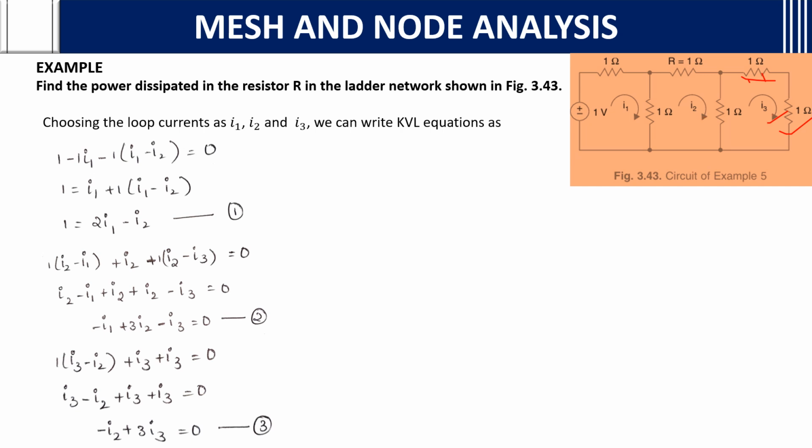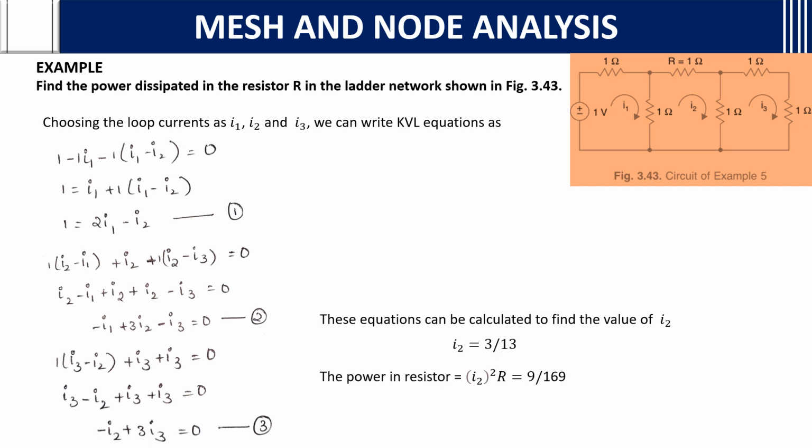After doing all this, we need to find I1, I2, I3. We need equations in the form of I1, I2, I3. If I3 is not there, you need to consider 0 I3. Remember this, 0 I3 needs to be considered. Here all the three components are there. Here I1 is not there, so consider 0 I1. After considering, if you solve these three equations, what will you get? I2 as 3 by 13.